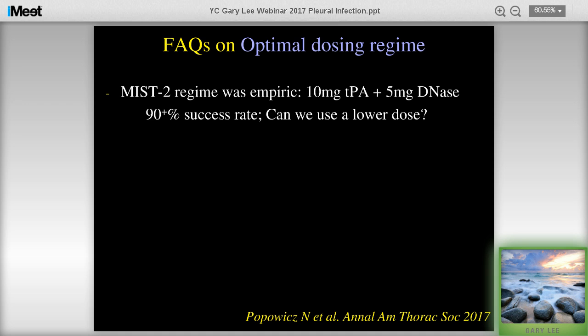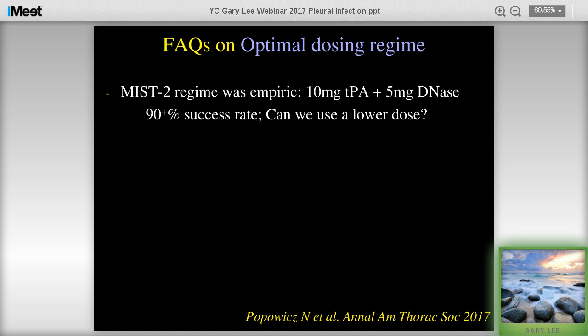We don't actually know how variation in the delivery regime may or may not impact on the efficacy of the drug. We should also emphasize that the dose used in the MIST-2 regime of 10 milligram of TPA was entirely empiric. There was never a phase 1 dose finding study that has been done.